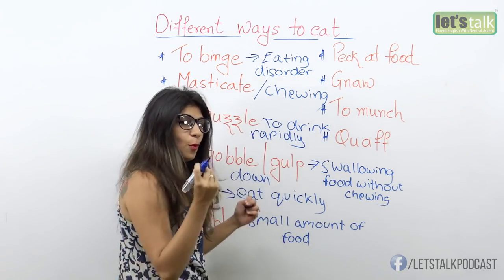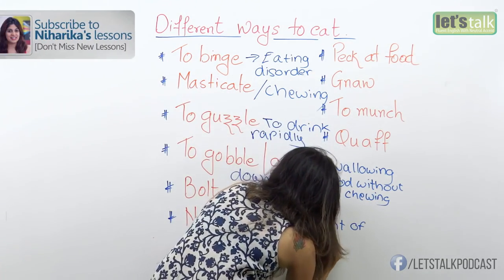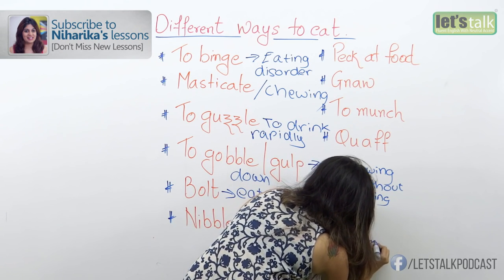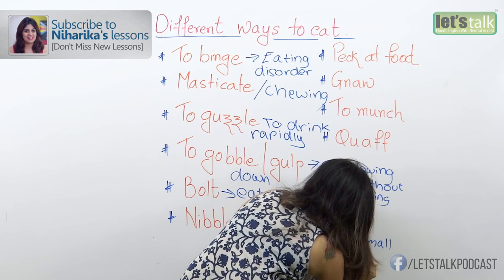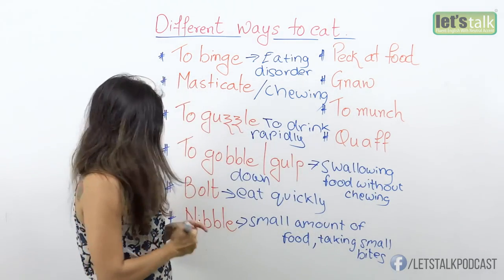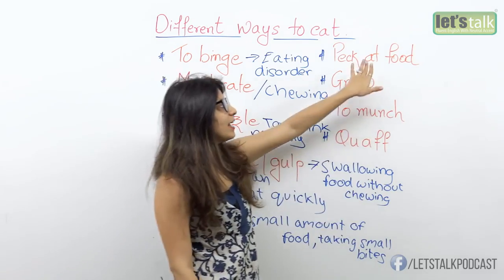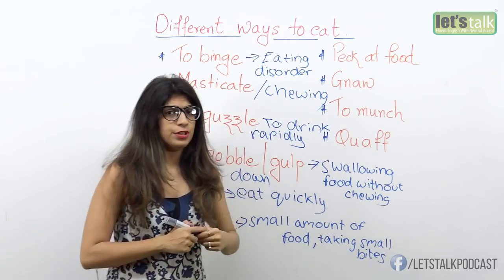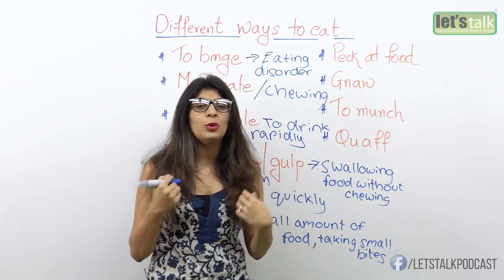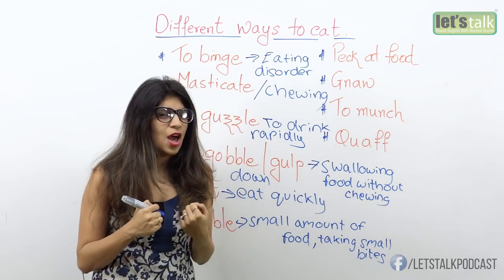Small amount of food with taking small bites. Okay, so hope you got this right. The next one is peck at food. Now, again, peck at food means when you eat reluctantly.